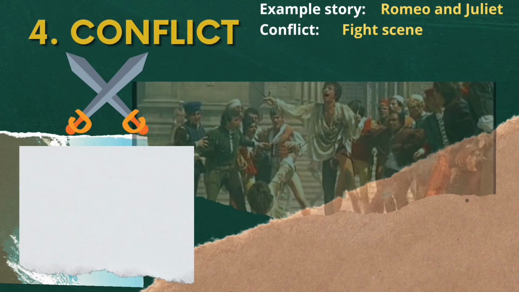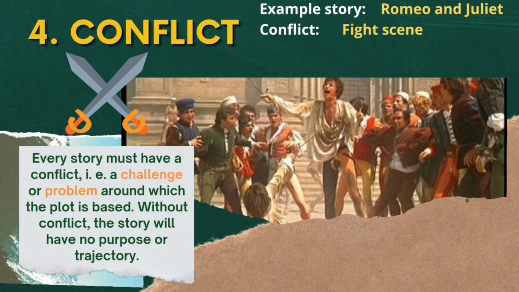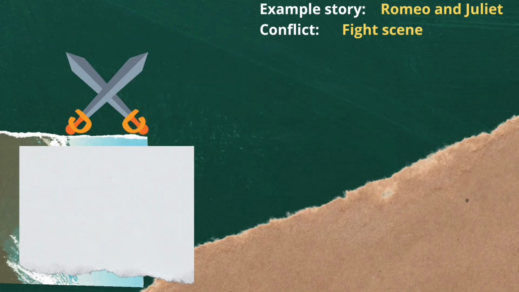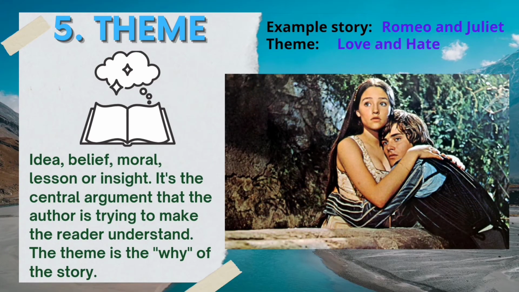The fourth one is the conflict. Conflict is a challenge or problem in the story. The picture shows a conflict, which is the fight scene in Romeo and Juliet. The fifth one is the theme. The theme is the moral lesson of the story. The moral lesson of Romeo and Juliet is love and hate, which is to let all prejudices go and to not let emotions control one's life.